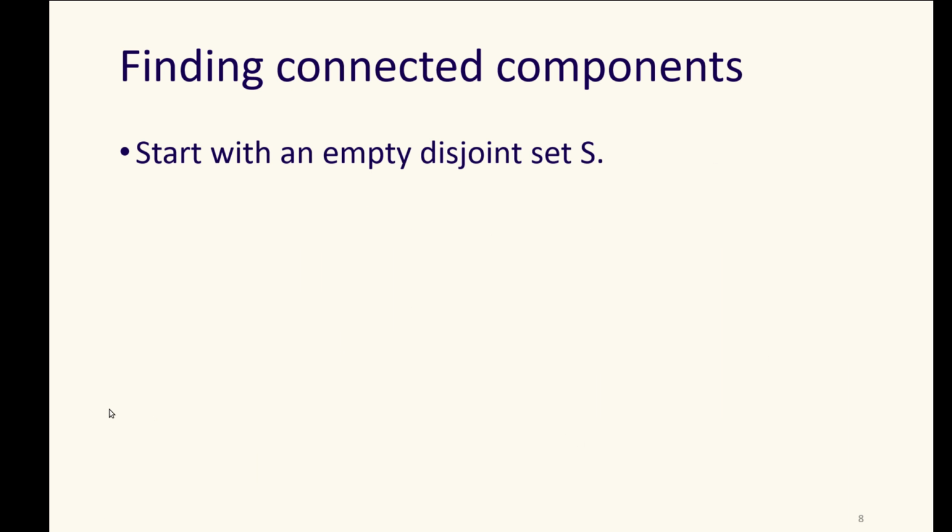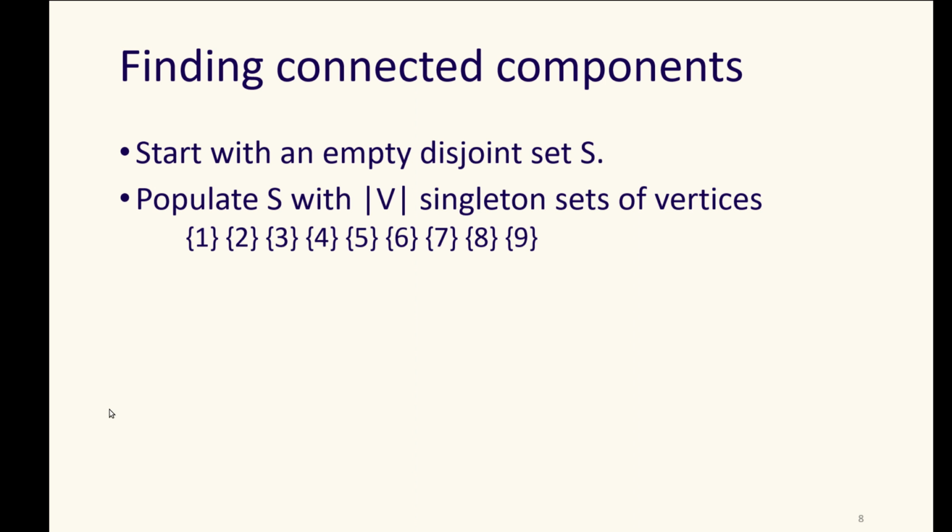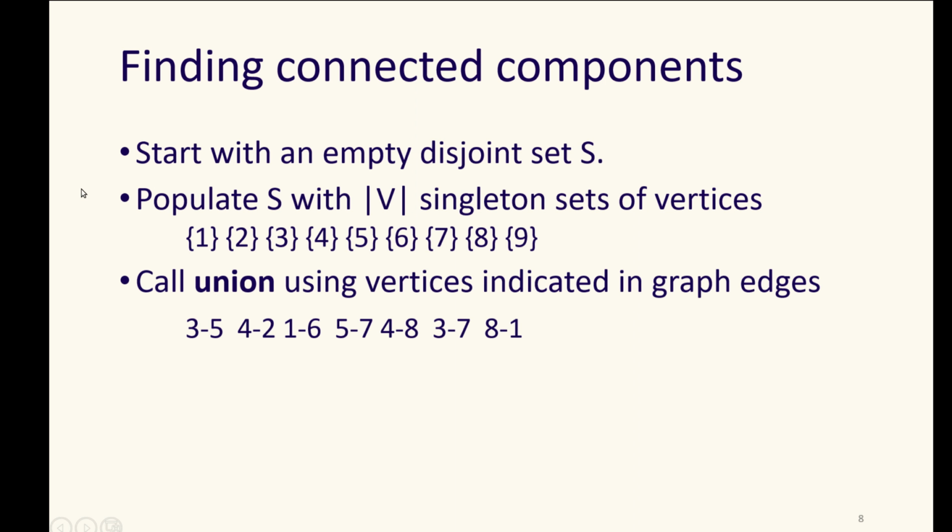So to find connected components, we start with an empty disjoint set, S. We populate S with singleton sets of vertices, with the cardinality of as many vertices as we know of. We call union using vertices that are indicated in those graph edges, so that if 3 and 5 are stated to be connected, then we merge those two sets by calling union on them. If, for example, 4 and 2 said they were connected, then we would merge those.